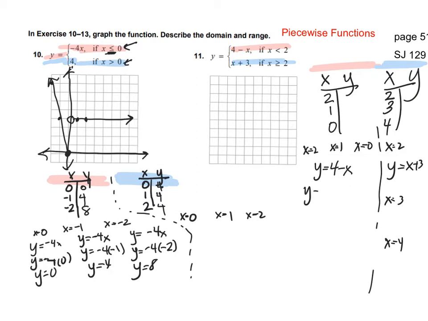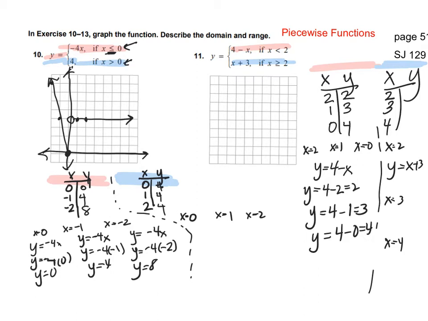For the first one, y equals 4 minus 2. That's 2. So 2, 2 is my ordered pair. The second one, y equals 4 minus 1. That's 3. So 1, 3 is my next ordered pair. The next one, y equals 4 minus 0. That's 4. So 0, 4 for my next ordered pair.